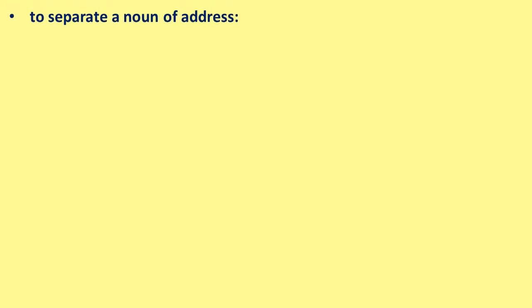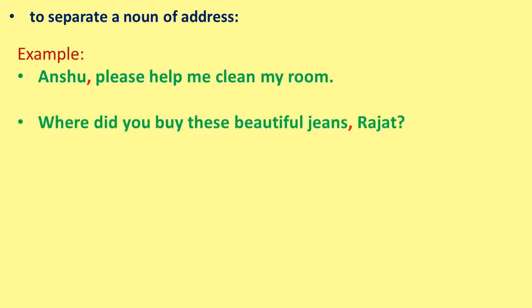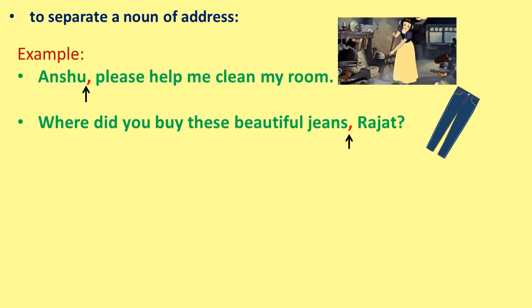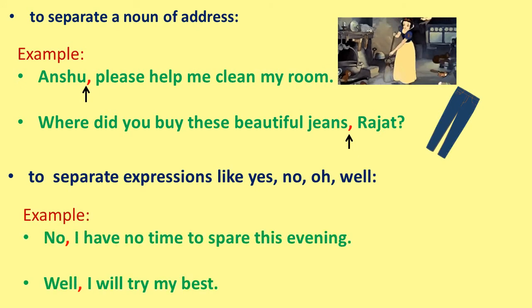We also use a comma to separate a noun of address. For example, Anshu, please help me clean my room. Or, where did you buy these beautiful jeans, Rajat? We also use a comma to separate expressions like yes, no, oh, well, etc. For example, no, I have no time to spare this evening. Or, well, I will try my best.